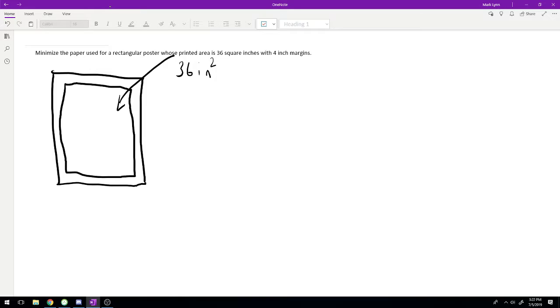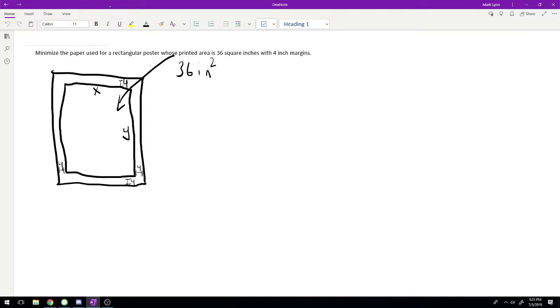And so we're going to have two different variables in this problem. We're going to have x and y, where I have defined x as the width of the printed area and y as the height of the printed area. And of course, we know that we're going to have 4-inch margins. So from here to here is going to be 4. From here to here will be 4. And then we'll have the same thing on the other sides. So it looks a little something like this.